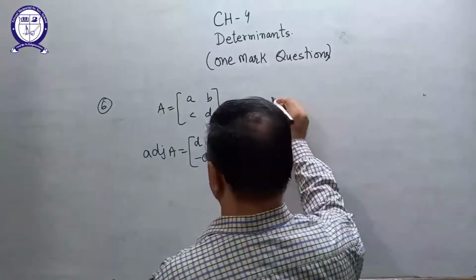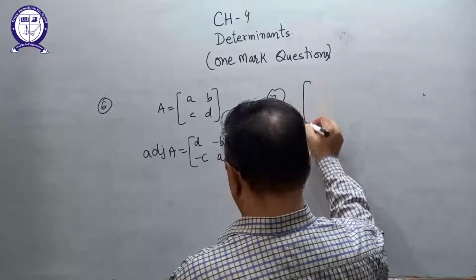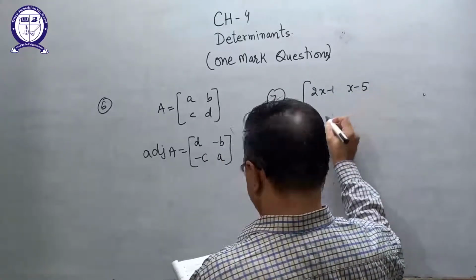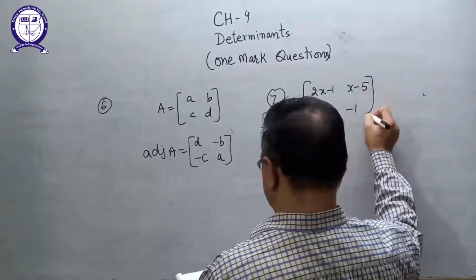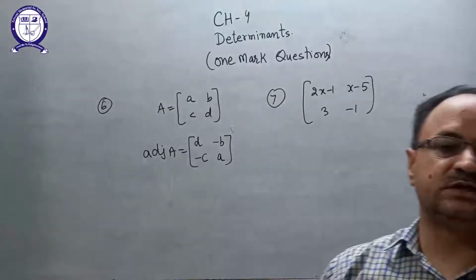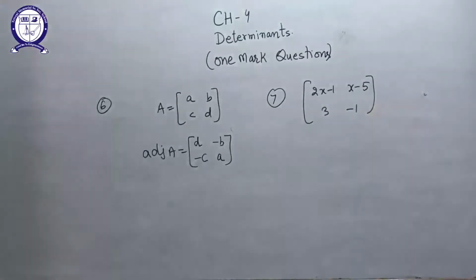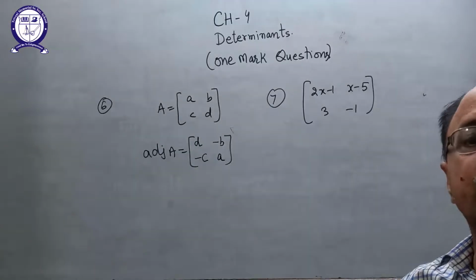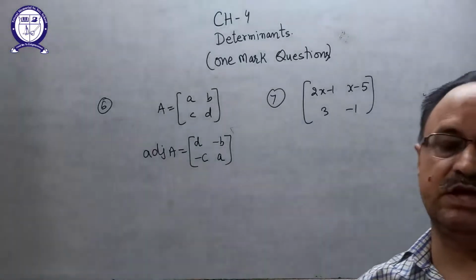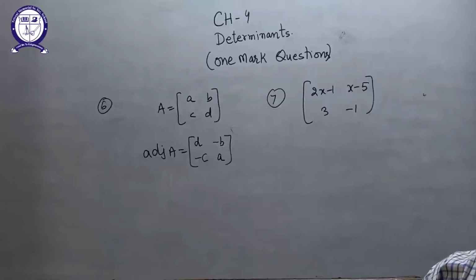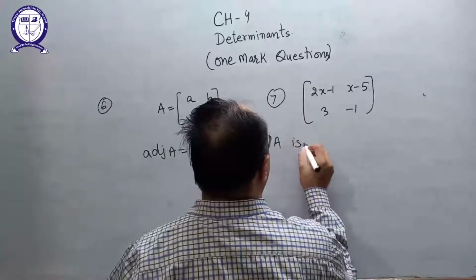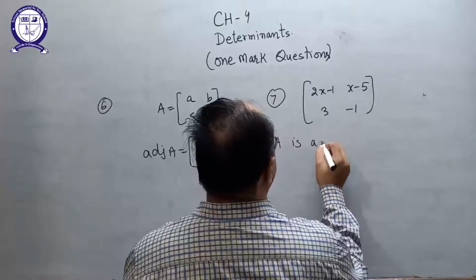Question number 7. If the matrix [2x minus 1, x minus 5; 3, minus 1] is singular, then find the value of x. In question number 7 it is given that this matrix is singular. And the condition, you know, if A is a singular matrix, then determinant of A is equal to 0.